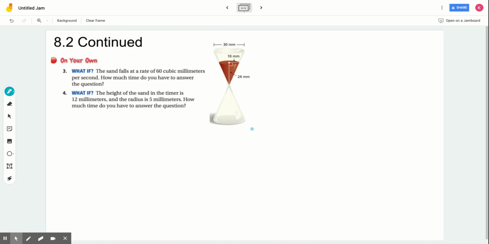Now, as we look at number 3, it says the sand falls at a rate of 60 cubic millimeters per second. How much time do you have to answer the question? So we need to find the volume of the sand. Again, volume is equal to 1/3 pi r squared times h. Now, we're only looking at the portion that is made up of sand. So the radius of that portion is 10, and the height of that portion is 24. Go ahead and solve for the volume now.